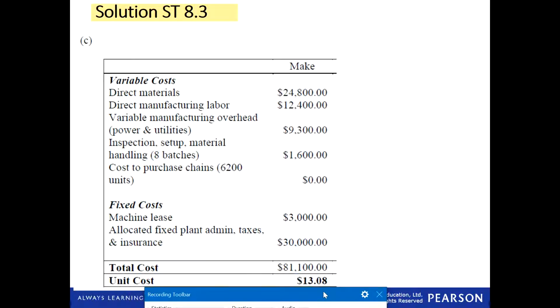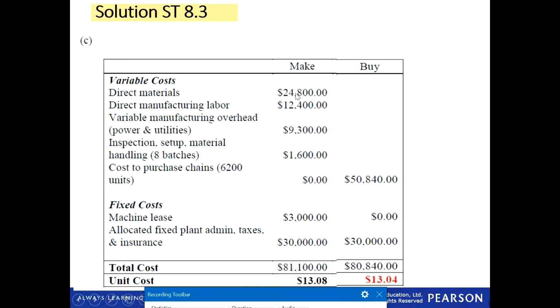And if we buy it, let's see what will happen. We will not pay for these costs, right? You can see here no material, no labor, no variable cost. We don't have to incur our inspection cost because we are buying it from outside. Cost to purchase is 6,200 times the offer price, which was 8.20, right?